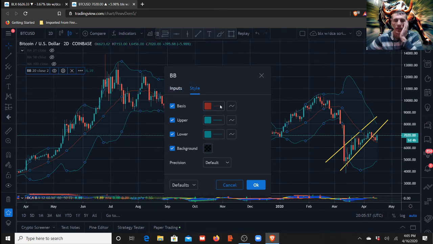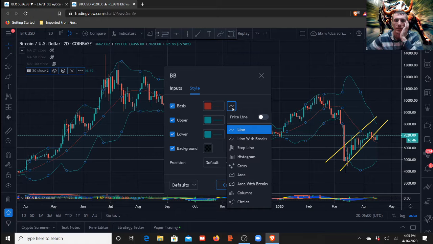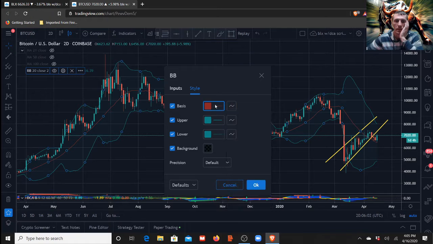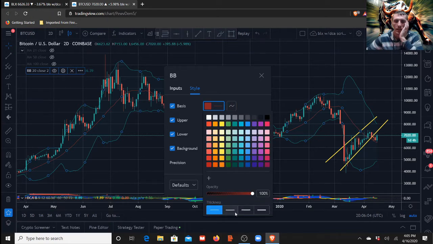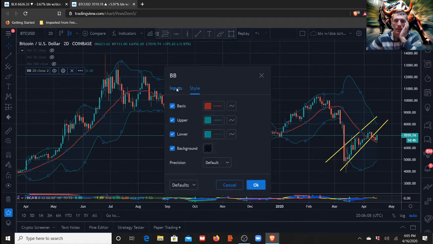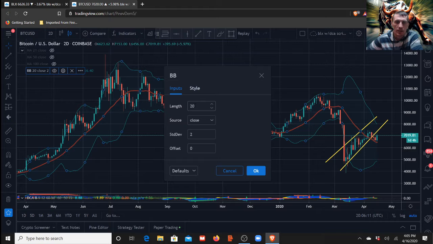You can go in here and make these lines thicker so you can see them a little bit better. Just click on the color and come down here. Then you go over your inputs and your length. This is where your simple moving average number is. You can put whatever you want in here. I keep it on the 20.